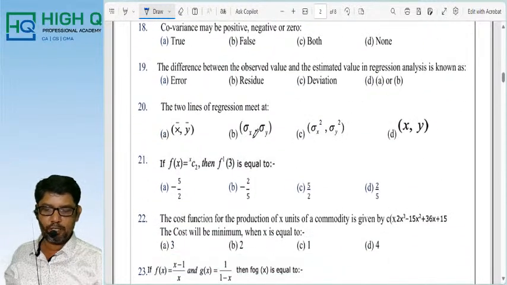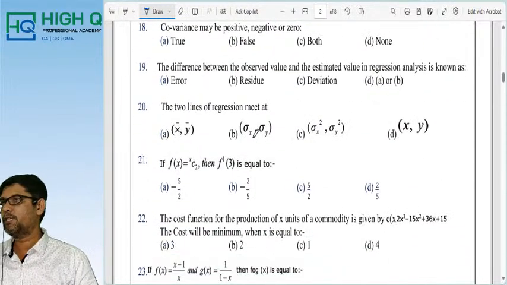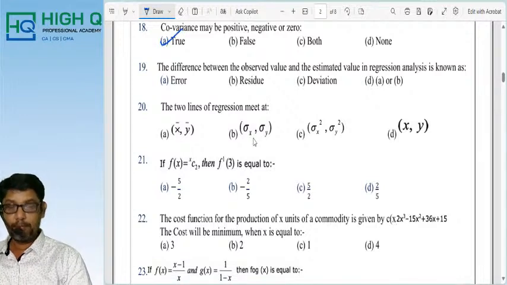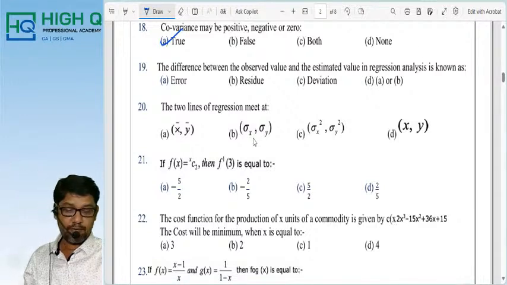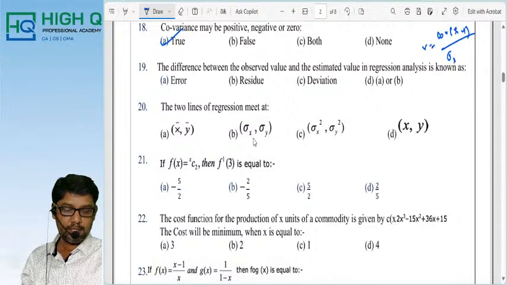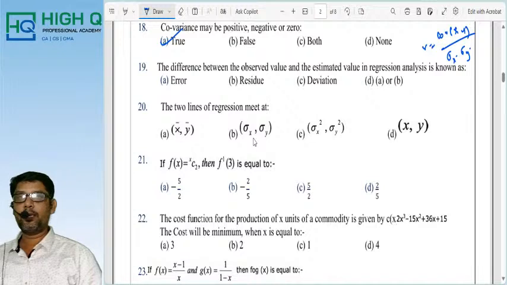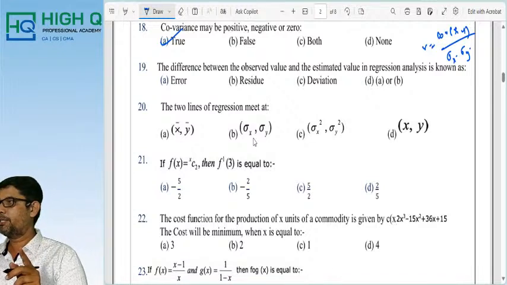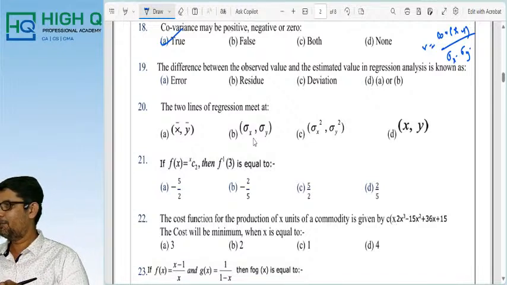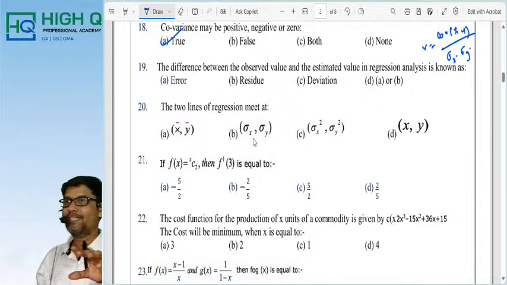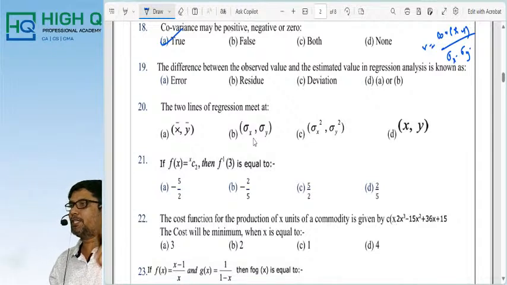Covariance may be positive, negative or 0. Is it true or false, my dear? Of course true, because what is the formula for R? Covariance of x comma y divided by standard deviation of x into standard deviation of y. See, R can be positive or negative or 0, how? Because of the covariance. Since covariance is positive, negative or 0, therefore R is also positive, negative or 0.